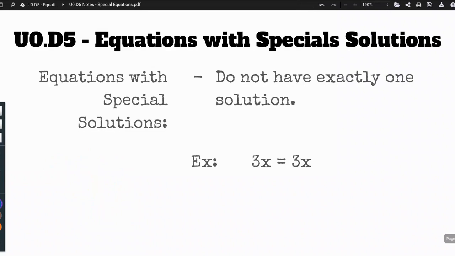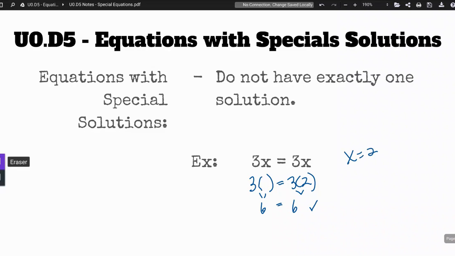Here's an example of an equation that does not have exactly one solution. What I mean by that is if I think of a number like 2, does x equal 2? Well, it says that 3 times the x value equals 3 times the x value. And I get 6 on the left, and I get 6 on the right. So that means that the x would equal 2.